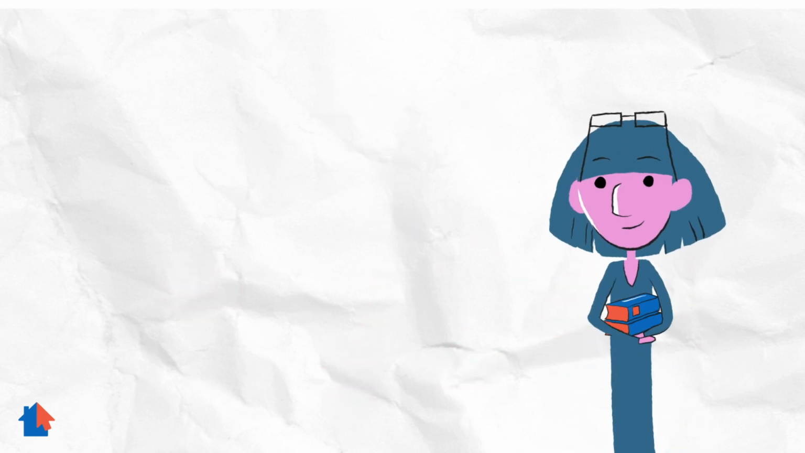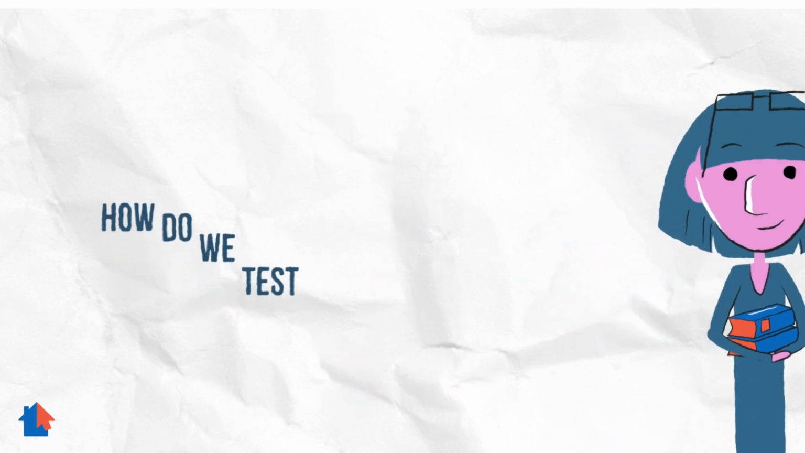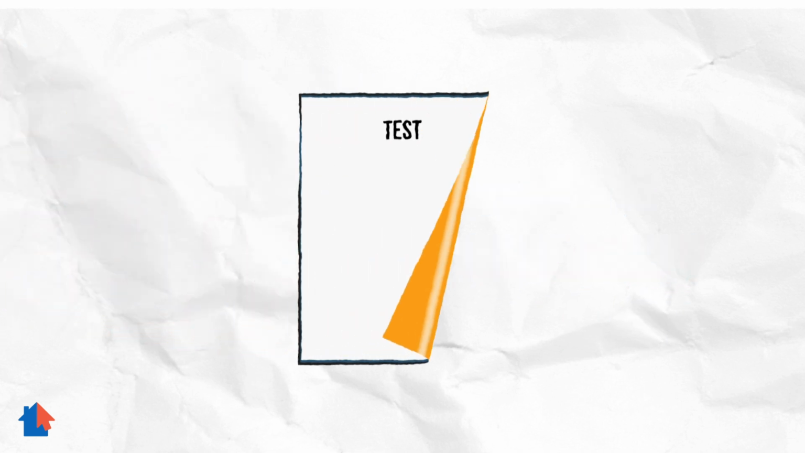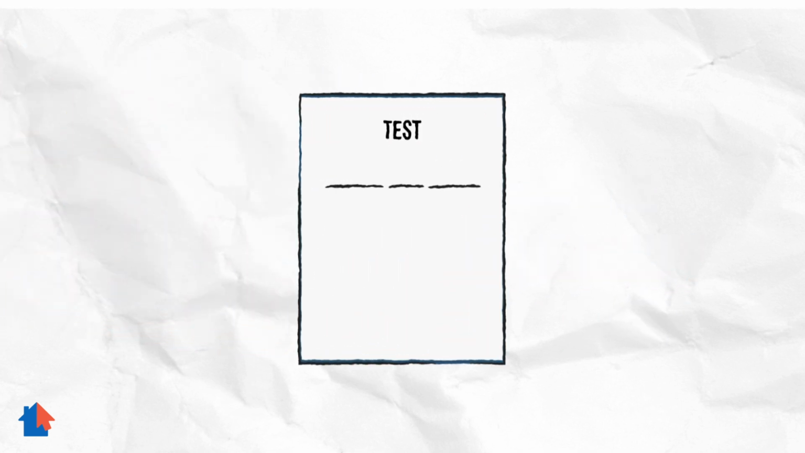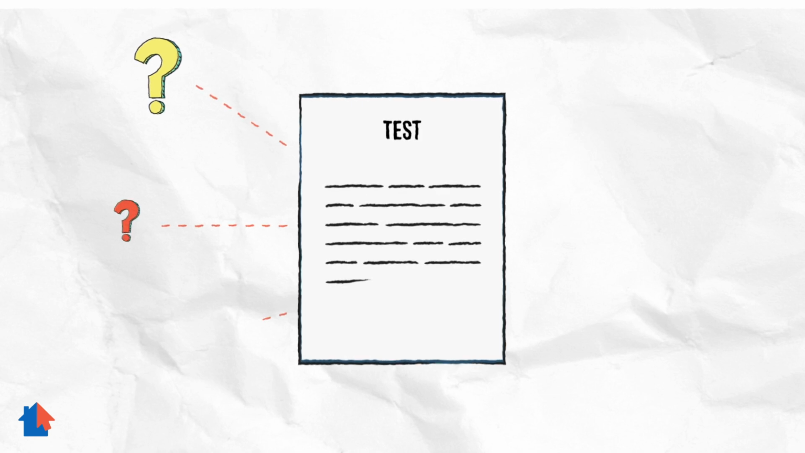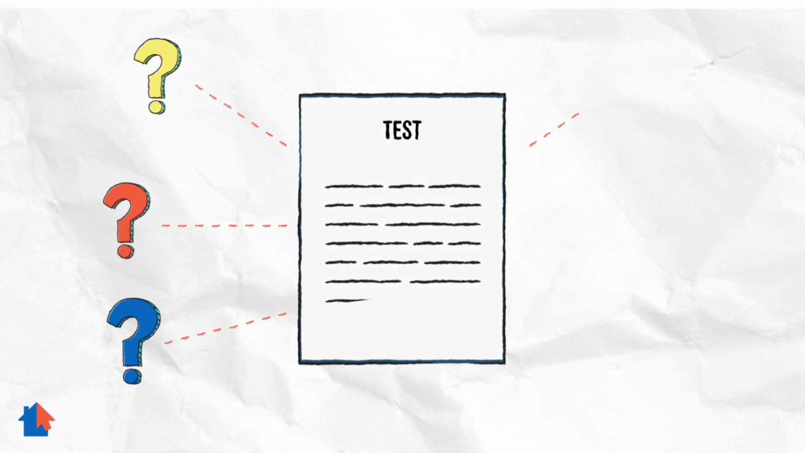Here's a GED science exam tip. How do we test statements against the data we're given? Many questions on your science test will give you a text, then ask you to choose an answer about that information from a list of statements. The statements will agree or disagree with what is in the text. These questions will test how well you understand the text, diagram, or other data.